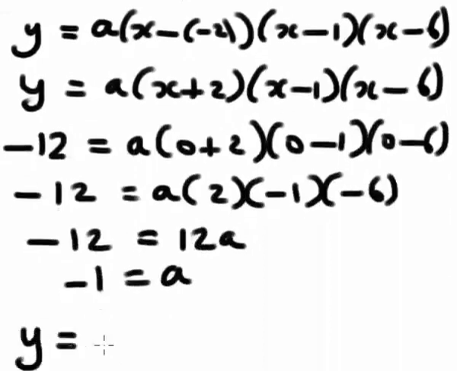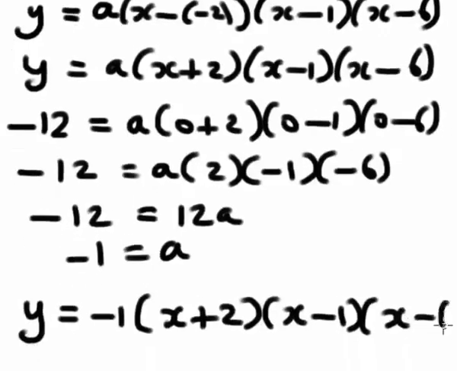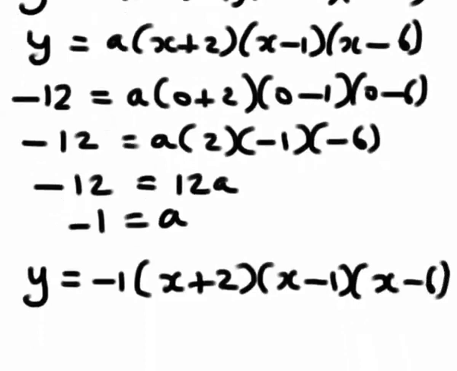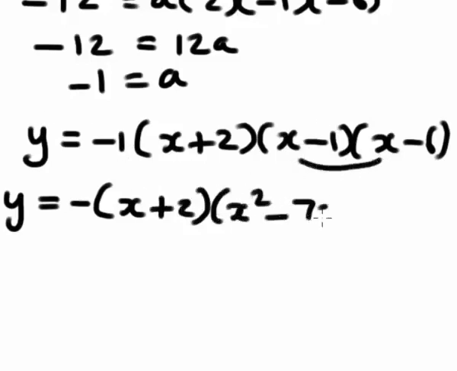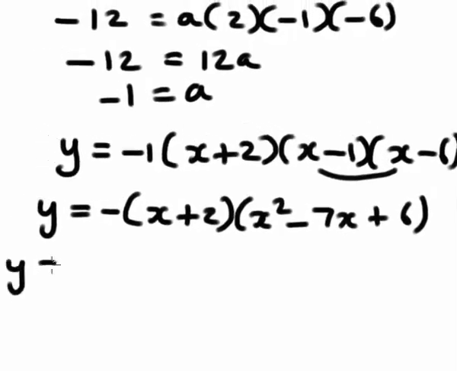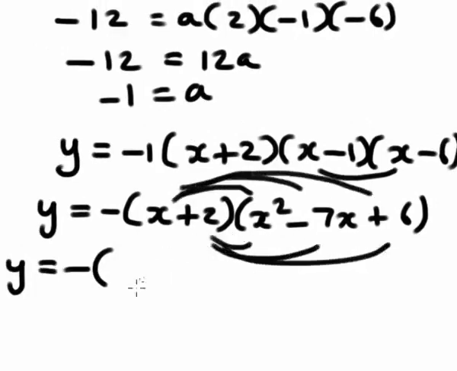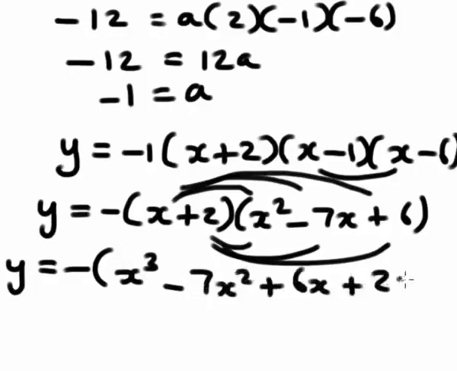So all you need to do is plug it back. -1 into the 3 brackets: (x + 2)(x - 1)(x - 6). And if you want to, you can multiply that out if you so wish. So y would be negative. Keep it there, that's x plus 2, and then what we need to do is just simply multiply these two out. So it gives you x squared minus 7x plus 6, and then all we do is we then multiply like this. And let's see what we get. So it's x cubed minus 7x squared plus 6x plus 2x squared minus 14x plus 12.